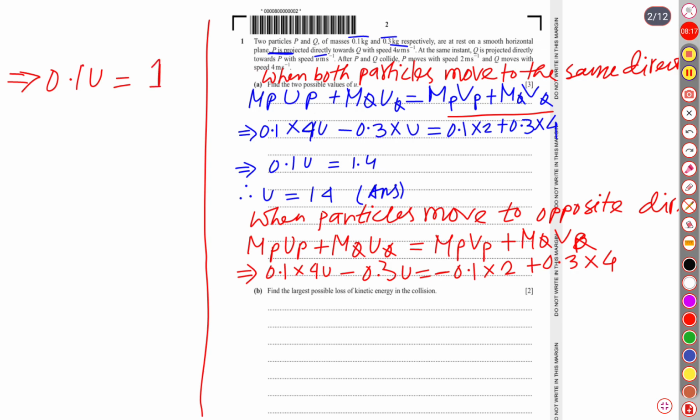Now our u is going to be actually 10. So this is the second possible answer when P was moving backward after collision. Let's see what the next question says.